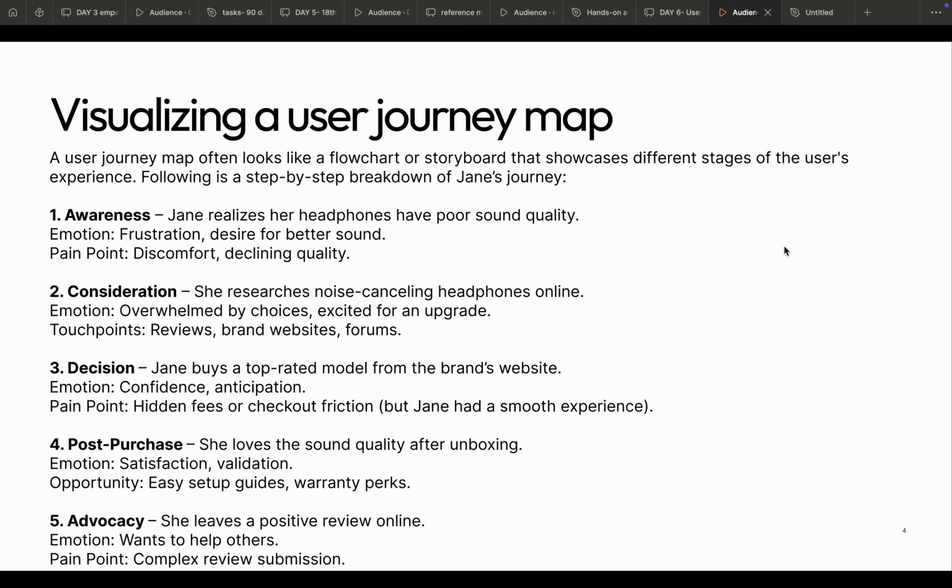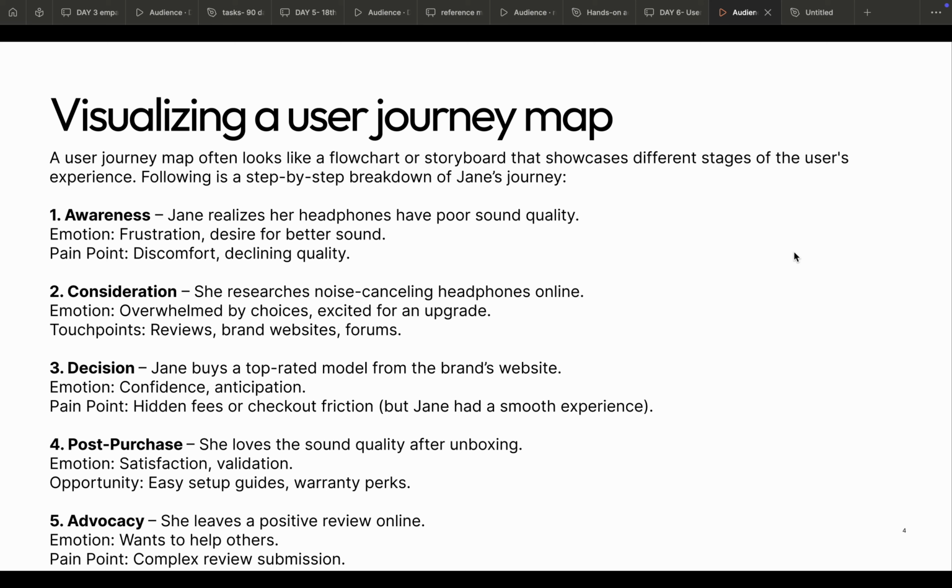So first is the awareness. First she needs to realize that her headphones quality is poor and the sound quality is really bad. So what she is feeling, her emotion, is frustrated. She is aiming for a better sound, and the pain point, the frustration which she is experiencing, is discomfort and declining quality. The quality could have been better.